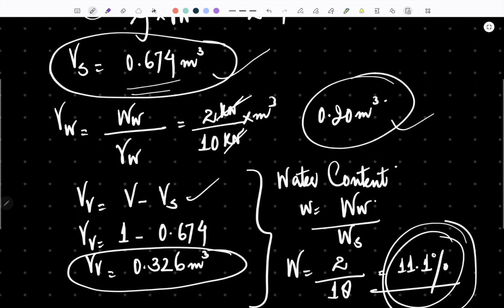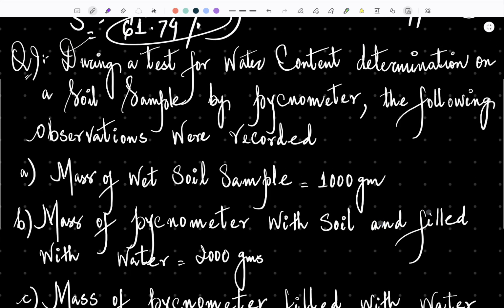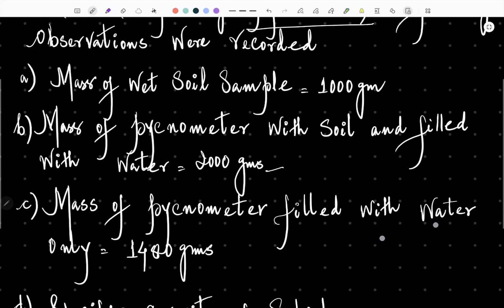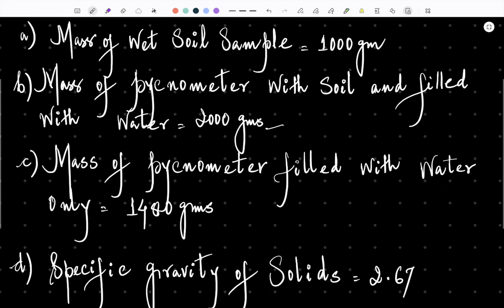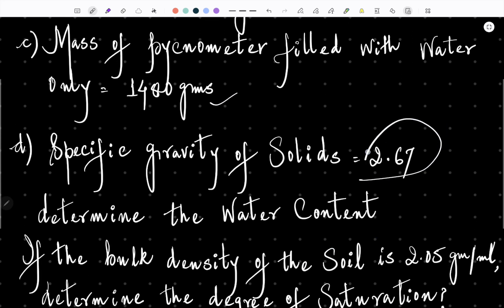Moving on to the next one. All right, the question is, during a test for water content determination on a soil sample by pycnometer, the following observations were recorded. Mass of wet soil sample was 1000 grams. Mass of pycnometer with soil and filled with water is 2000 grams. Mass of pycnometer filled with water only is 1480 grams.